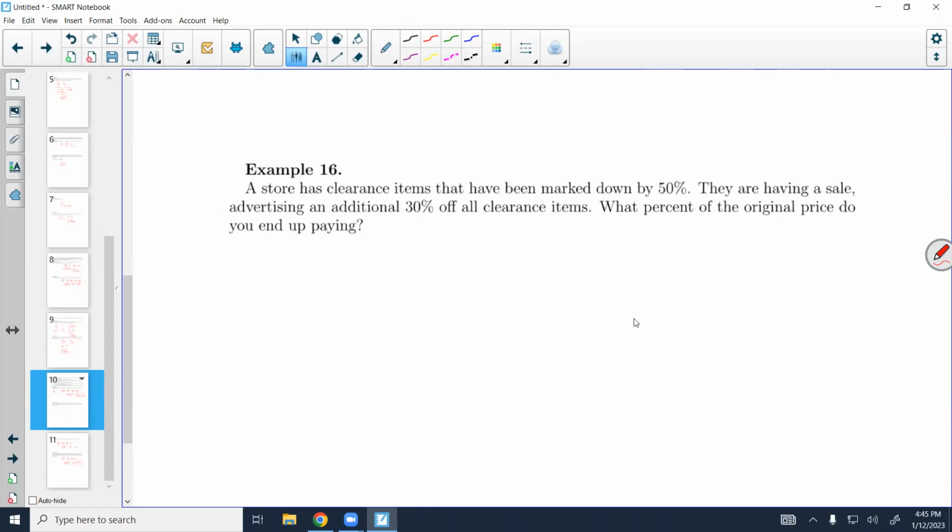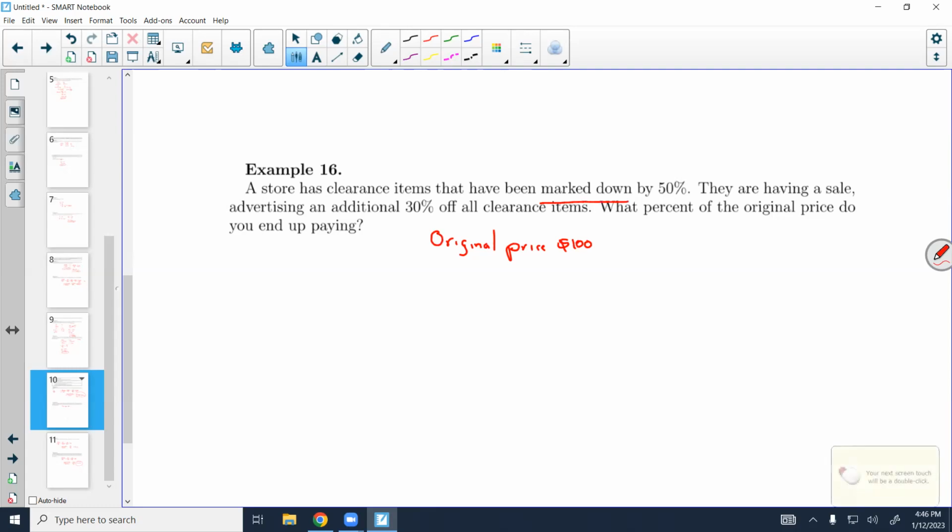So a store has clearance items that have been marked down by 50%. They're advertising an additional 30% off all clearance items. What percent of the original price do you end up paying? Now, this is kind of like the stock one. So again, why not make it easy on yourself? Original price, $100.